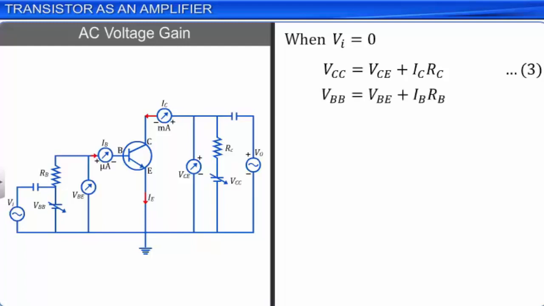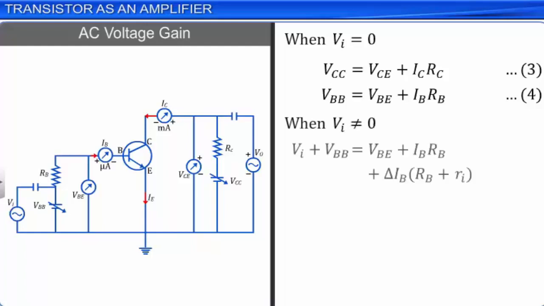When the input AC voltage VI is not 0, we get the sum of VI and VBB as VBE plus IB into RB plus delta IB into RB plus RI. Let this be equation 5, where RI in equation 5 is the internal resistance of the input circuit, which is equal to delta VBE by delta IB.